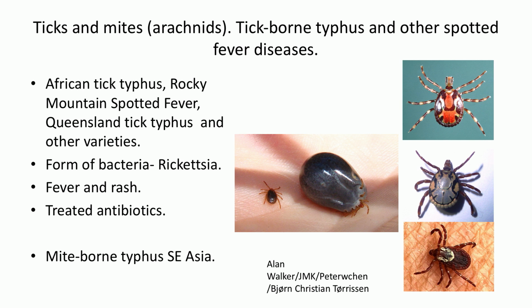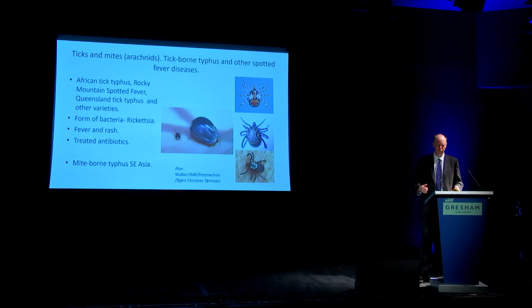There's a variant of this, which is called mite-borne typhus, which is passed on by those tiny things I showed on the head of a pin earlier on. It's another arachnid, and that's the form you tend to get in Southeast Asia. It's more severe, actually, and people who get it tend to be crawling around in the various jungle areas.